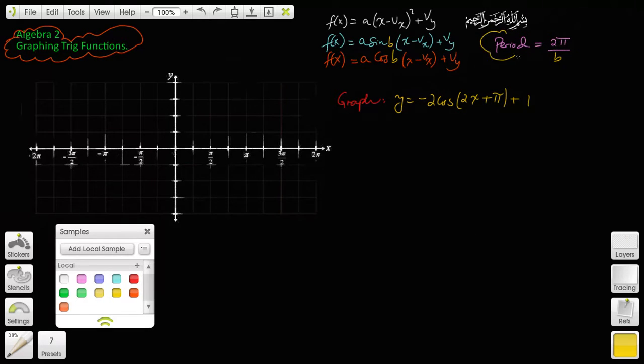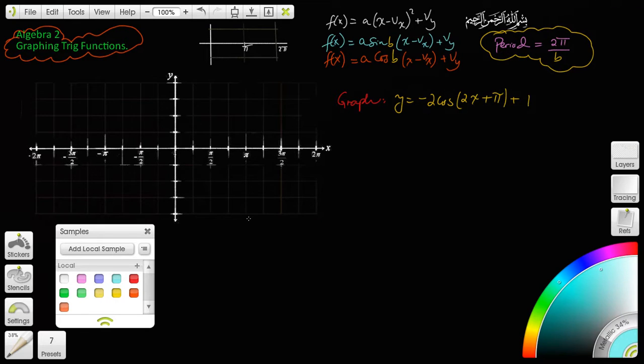Let's get this correct, shall we? All right, there we go. And then you have to understand what a does to the function, what b does to the function, what this does to the function, what this does to the function, to be able to graph these, correct? And also, you have to know the basic shape of these curves.